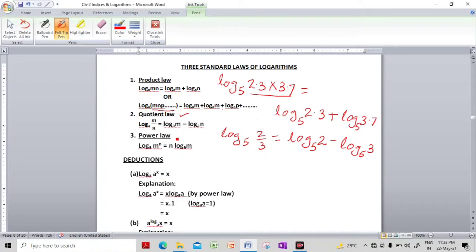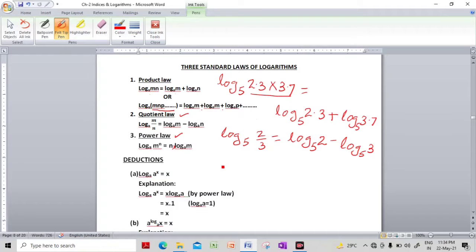The third law is power law. This law is where we are going to use maximum in our questions. It states that log of m to the power n to the base a can be written as n log of m to the base a. It means here this n is in multiplication.